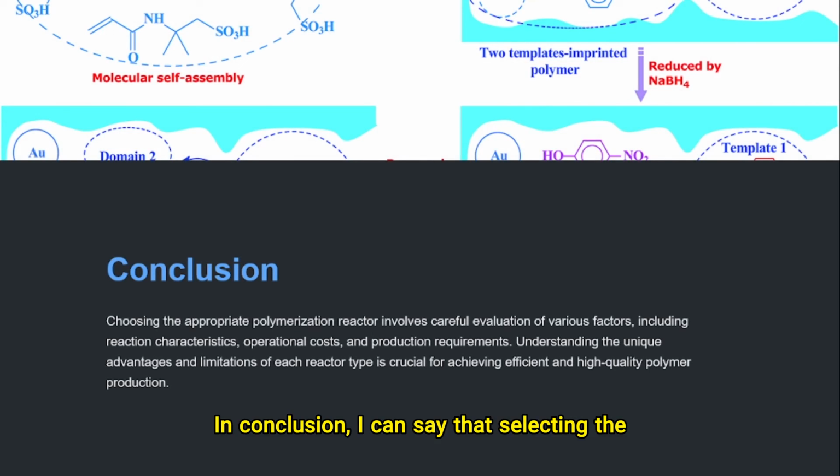In conclusion, I can say that selecting the right polymerization reactor entails a meticulous assessment of several factors. These factors include reaction features, operating expenses, and production needs, and it's essential to recognize the distinct advantages and limitations of each reactor type to achieve optimal polymer production that is efficient and of a high quality.